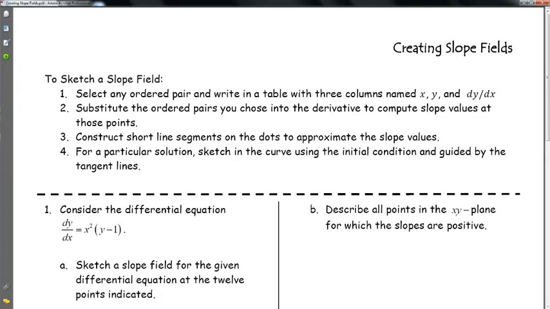So all those little lines that we're drawing are all of our different possible tangent lines at that particular point.